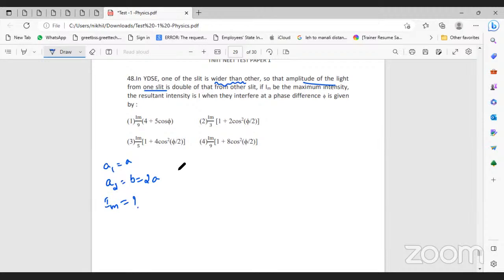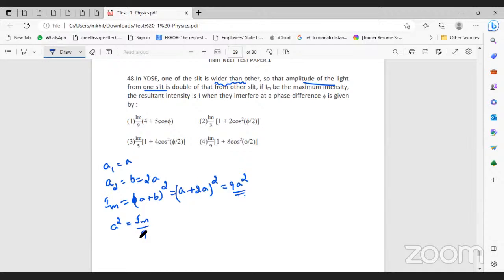Now maximum intensity is given by what? Maximum intensity is given by I1 plus I2. IM is the maximum intensity. Maximum intensity is A plus B whole square. That is A plus 2A whole square. 2A plus A will be 3A. 3A whole square will be 9A square. So maximum intensity is 9A square. Or you can tell A square value will be IM divided by 9.